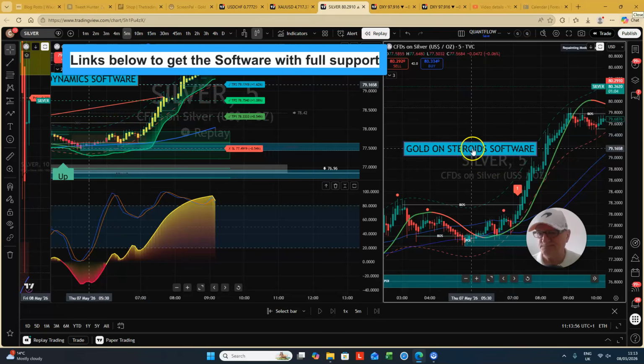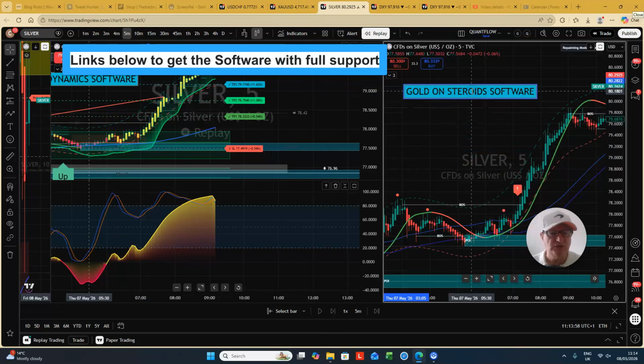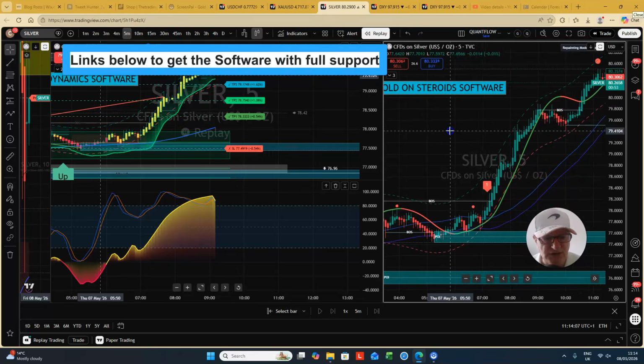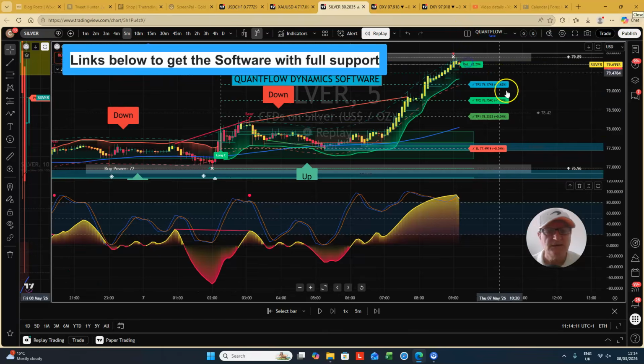So combining these two pieces of software might be useful to you. You don't need both, but it might be useful to confirm that you're going in the right direction at the right time. So a wonderful way to get into a continuation pattern.